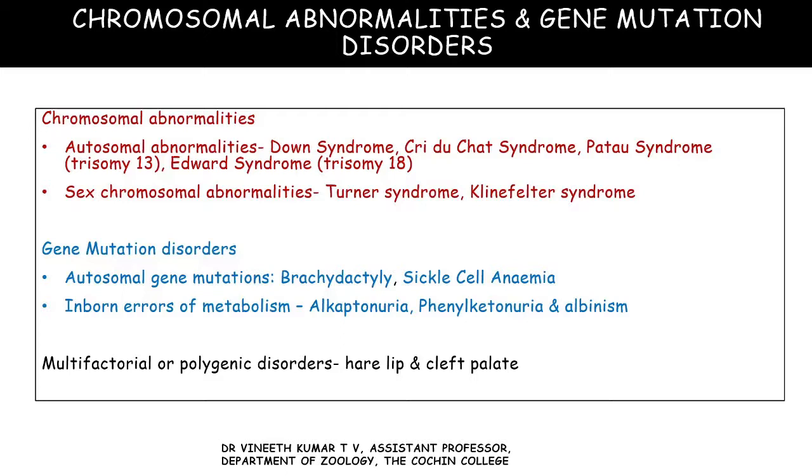So these also are gene mutation disorders where the mutation is causing a block in the metabolic pathway and will result in particular types of disorders like alkaptonuria, phenylketonuria, and albinism. So first we'll move on to the autosomal gene mutations.